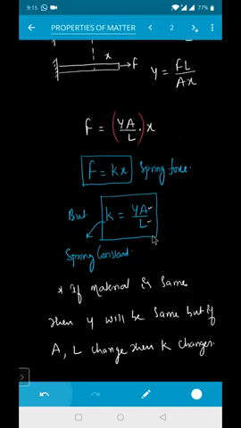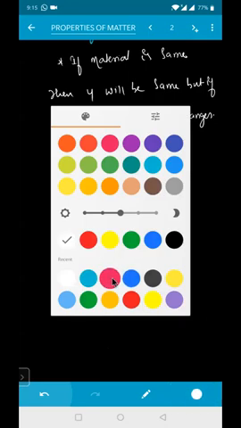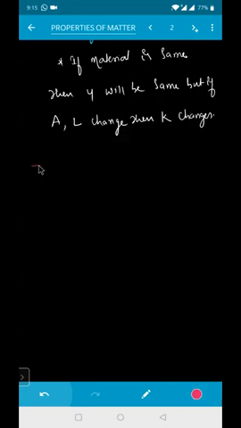Is it clear? Yes, sir. So the spring constant here is K is equal to Y into A divided by L. Y is Young's modulus. If the material remains the same, then Y will be the same, but area and length will be changing. So if area and length change, the spring constant will also change. Clear? Yes. The next one is elastic potential energy.